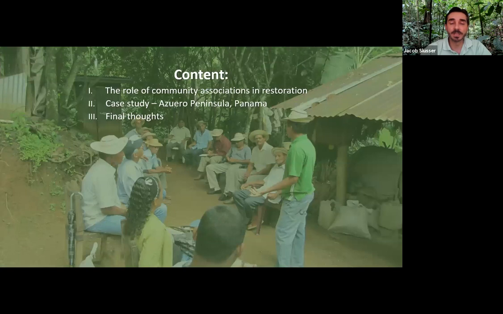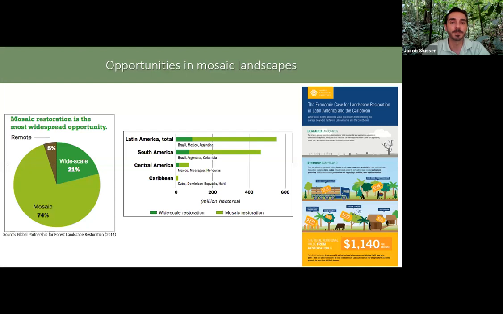As you can see here, the presentation basically has three components. I'll first start talking about the role of community associations in restoration. Then we'll jump into a case study that specifically talks about some of our efforts in the Azuero Peninsula in the Republic of Panama, and then just wrap things up with some final thoughts. So let's get going right about with the first part.